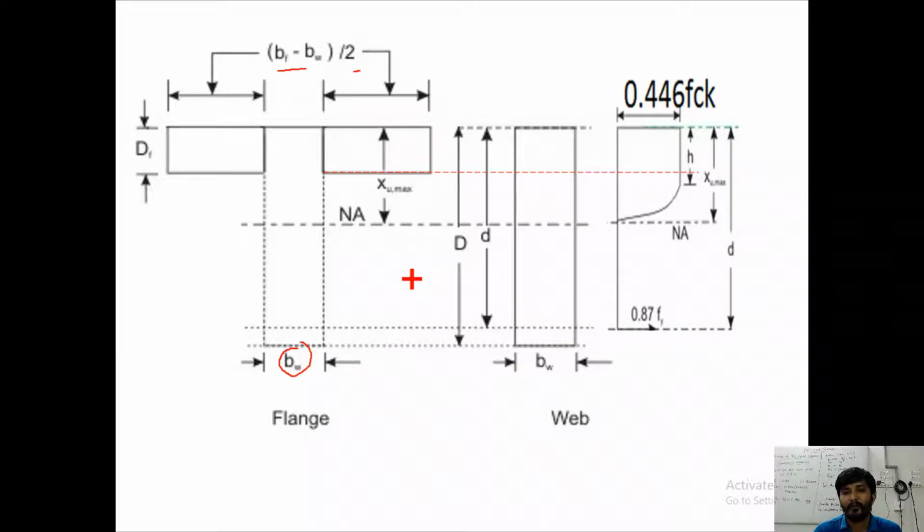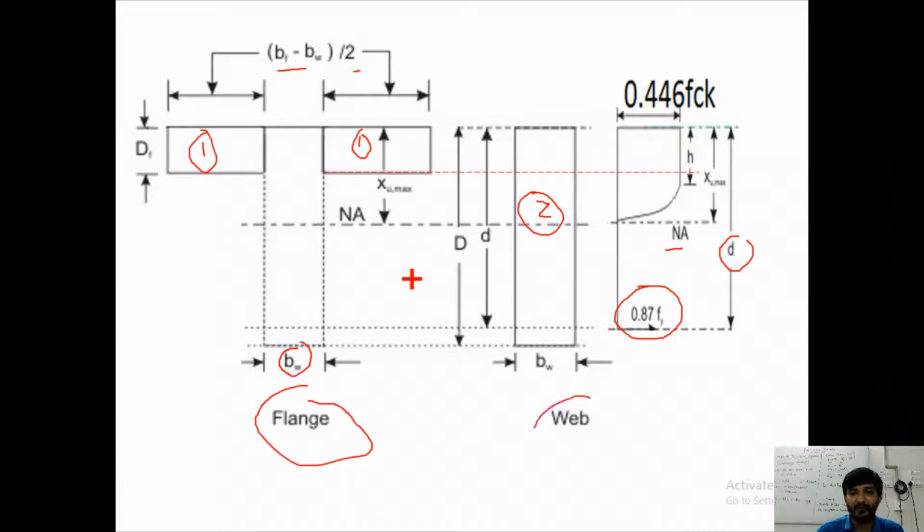First we will do the analysis of this part, then we do the analysis of the rectangular part. This is the second part, right? And this is the stress diagram for that 0.446 FCK. This is D, XU max, neutral axis, 0.87 Fy AST, effective depth, right? So this is the flange part and this is the web part. So we do the analysis separately for flange and for web. So one force is acting, compression force in web, compression force in flange.